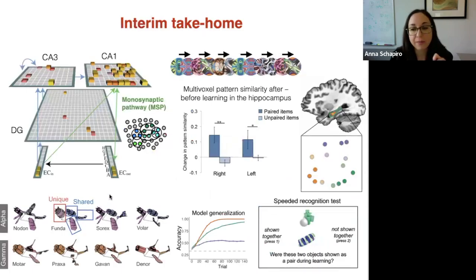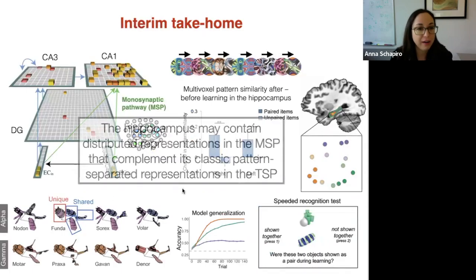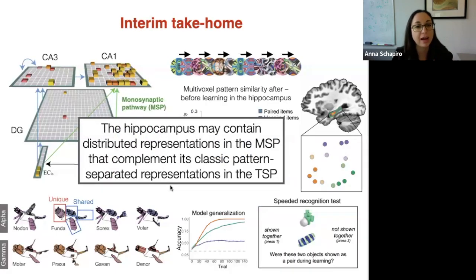Okay, so the take home so far is that we think we're accumulating some evidence that the hippocampus contains these distributed representations in the monosynaptic pathway that are a complement to the classic pattern-separated representations in the trisynaptic pathway, and that might allow for this kind of rapid statistical learning and generalization on this timescale of minutes.